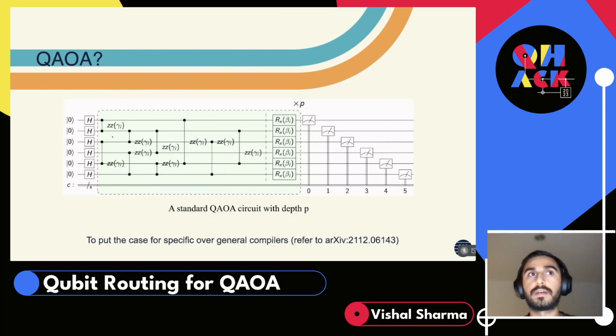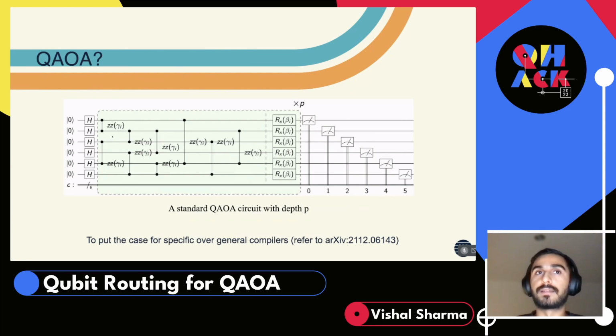All right, before we start talking about qubit routing, I want to quickly say a few words about QAOA. QAOA, the quantum approximate optimization algorithm, as some of you may know, is one of the most popular and, I would say, one of the most hardware-friendly algorithms, easy for hardware to run in today's time.